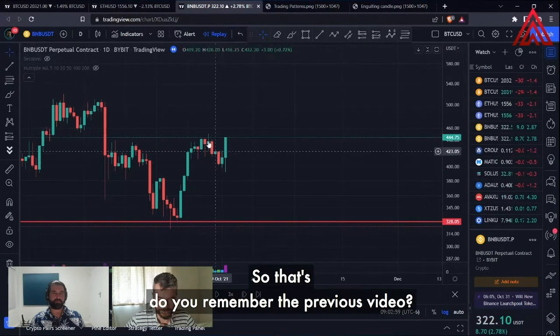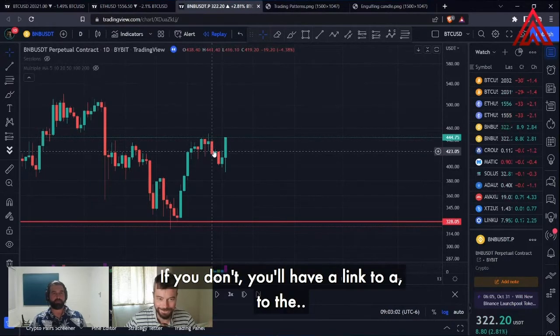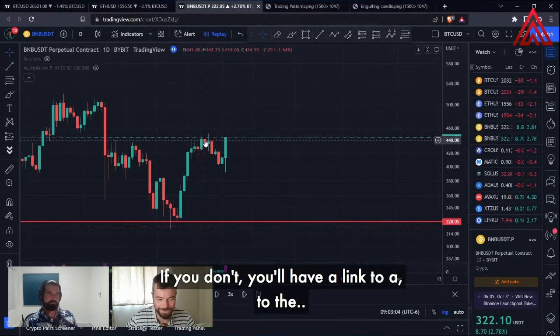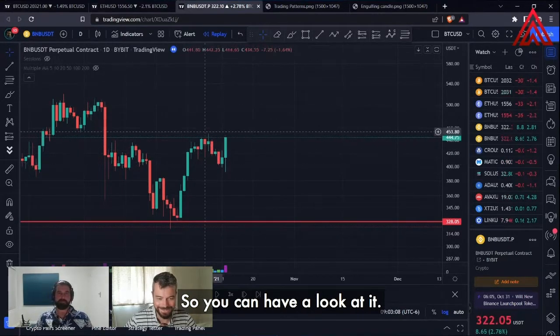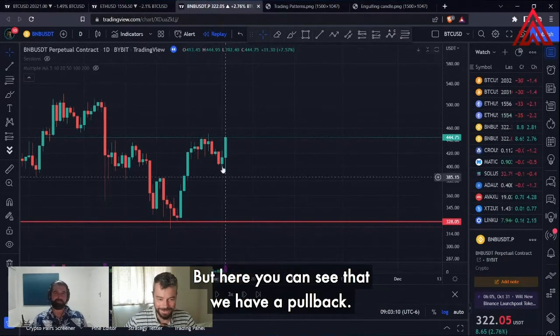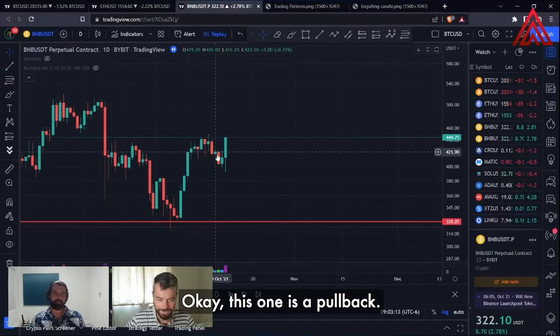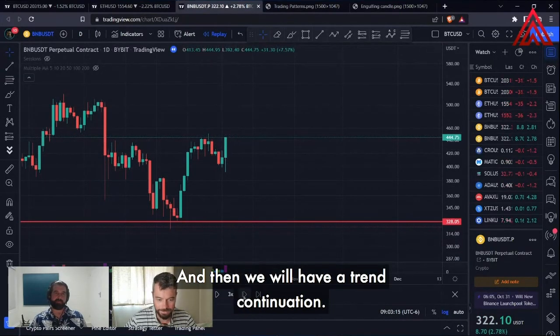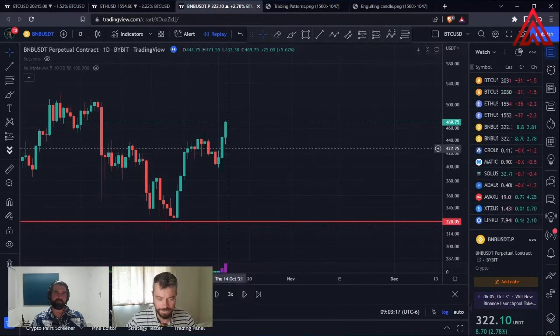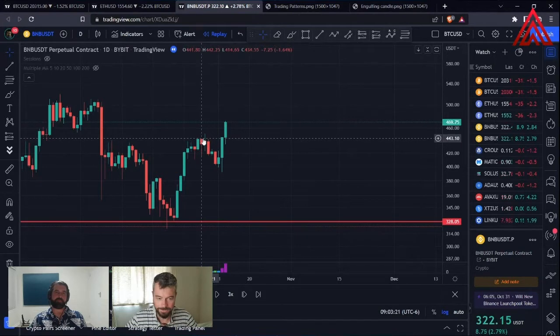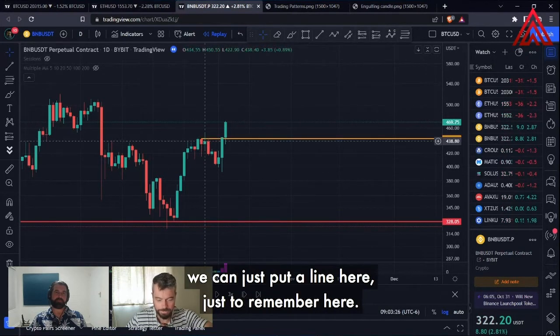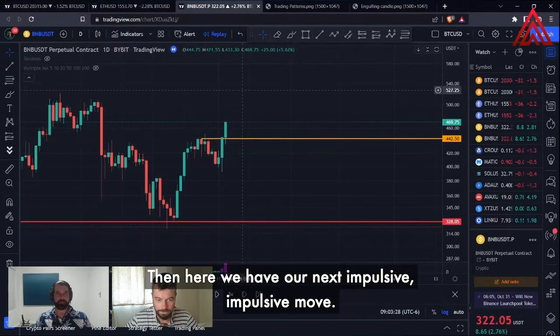Do you remember the previous video? If you don't, you'll have a link to the identifying trend video at the end of this video, so you can have a look at it. But here you can see that we have a pullback. This zone is a pullback, and then we will have a trend continuation. As soon as we go above the previous high, we can just put a line here to remember. Then here we have our next impulsive move.